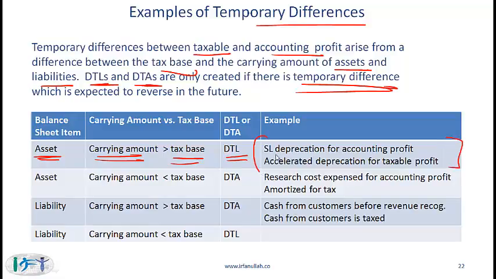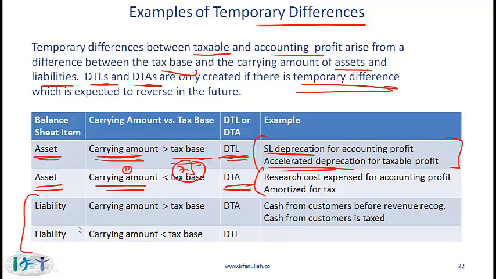And this is the classic example that we've seen before. If we do straight line depreciation for accounting purposes, then this depreciation number is small compared to the depreciation we have with accelerated depreciation, which means that the carrying amount is going to be greater than the tax base. And as we have seen several times, that creates a deferred tax liability. Again, with assets, if the carrying amount is less than the tax base, then we create a deferred tax asset. And we've also seen this example where the research cost is expensed, so the carrying amount there was 0, whereas on the tax side the cost is spread over multiple years. That would mean that on the tax side we do have some value for the asset. 0 is less than that value, which means that we create a deferred tax asset.